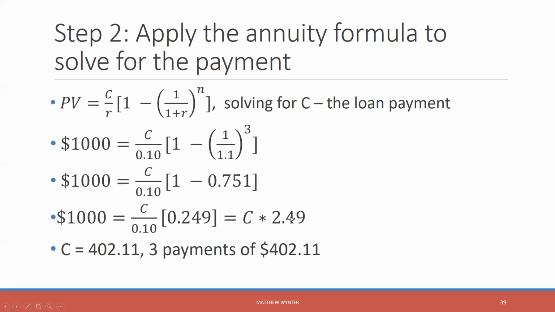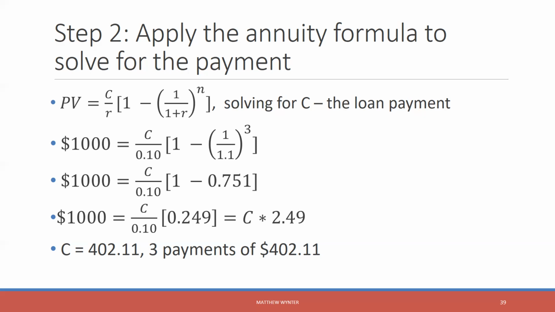So if you're having trouble following, make sure that you're working along. Make sure that you can calculate each of these numbers step by step so that we're all on the same page. What do you find? What you'll find is that C equals 402.11. So I'm going to make 3 payments of a little bit over $400 to pay off this loan.